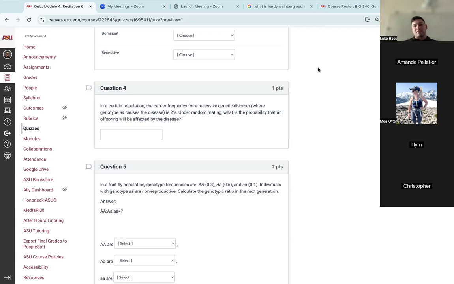But we'll make sure that we go through this, because it's a bit confusing on where you would start from this. Because if you start with 2pq, that would be the carrier frequency being 0.02. There's no way you can separate out from there to find anything else. At least not that I'm coming up with.